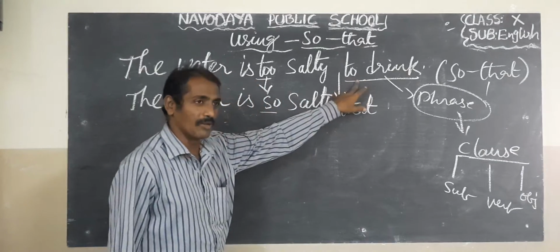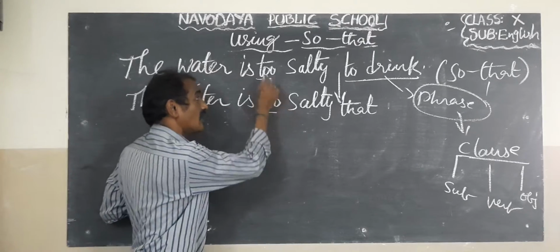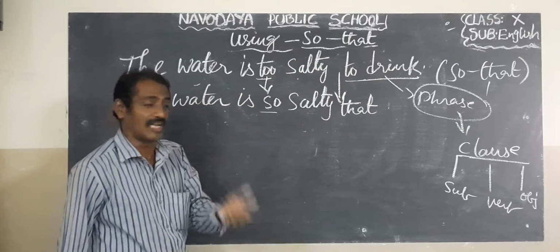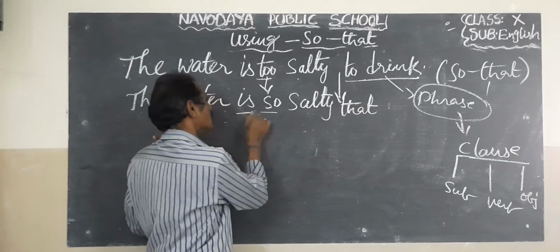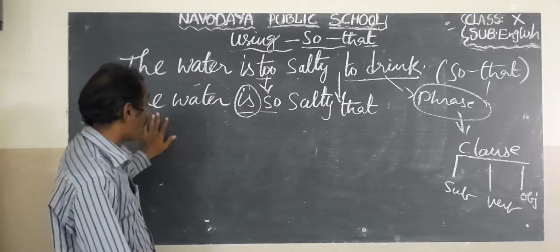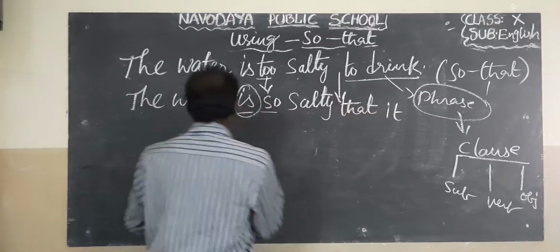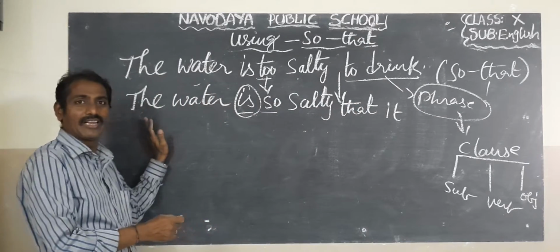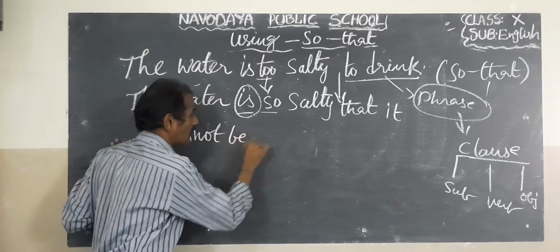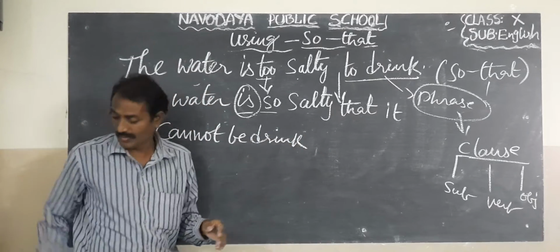So "to drink" means "cannot be drunk". Why? Because it is so salty, that is, too salty. So we should write a negative meaning, a negative sense. So the water is so salty. Here is present tense, so we should write cannot. So the water is so salty that it cannot be. Water means it, the subject here. So that it cannot be drunk. Okay, children.